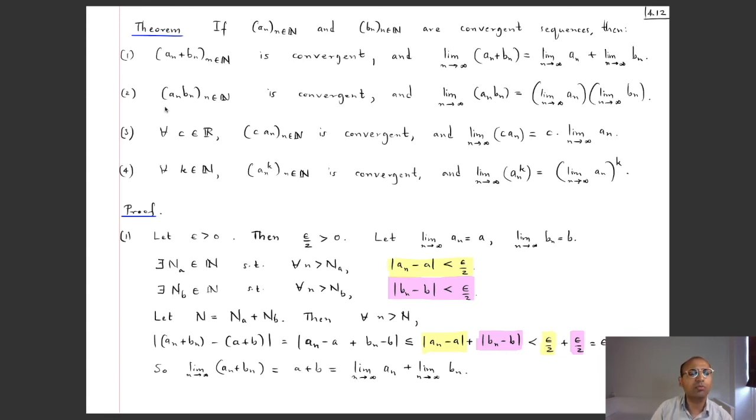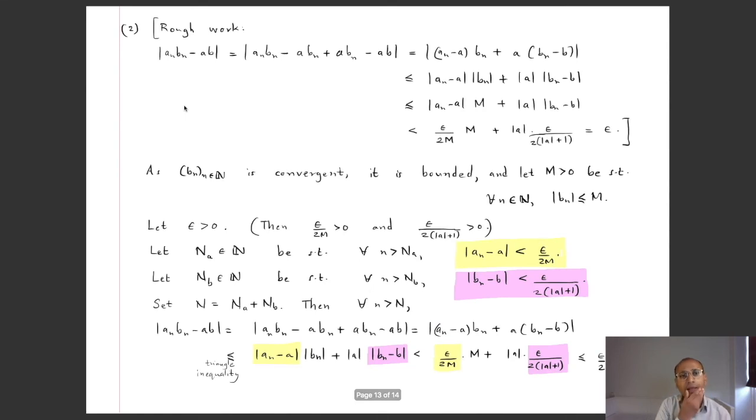Now we want to prove statement number 2, which is about the term-wise product of two convergent sequences being convergent. Okay. So again, we first have to do some rough work. We start by looking at our goal. The goal is to make an bn close to ab. And what I know is that an gets close to a if I go far enough, and bn gets close to b if I go far enough. And somehow I want to show that an bn comes close to ab.